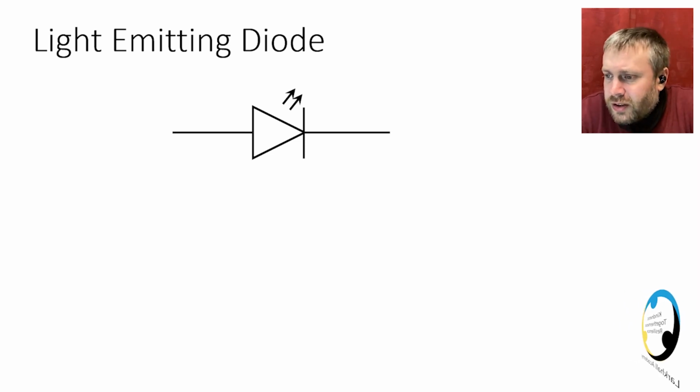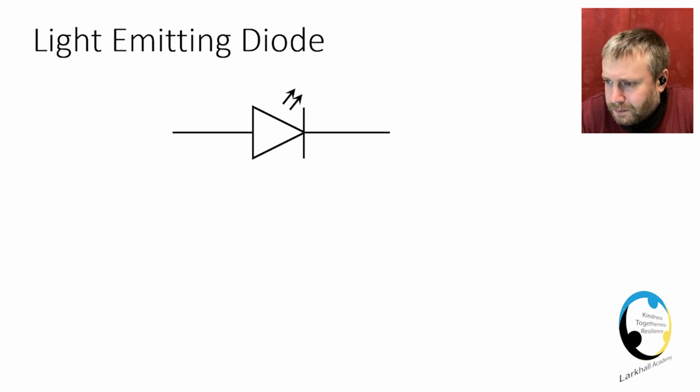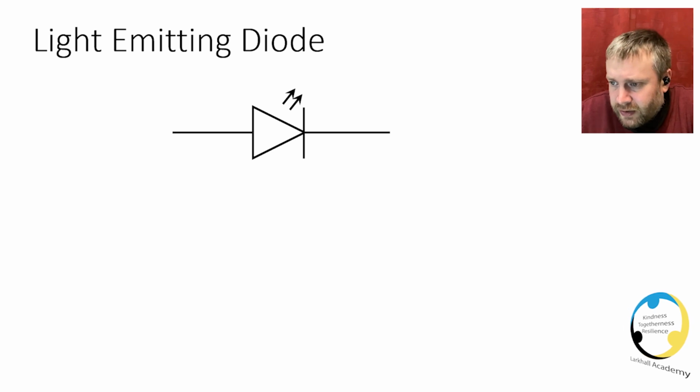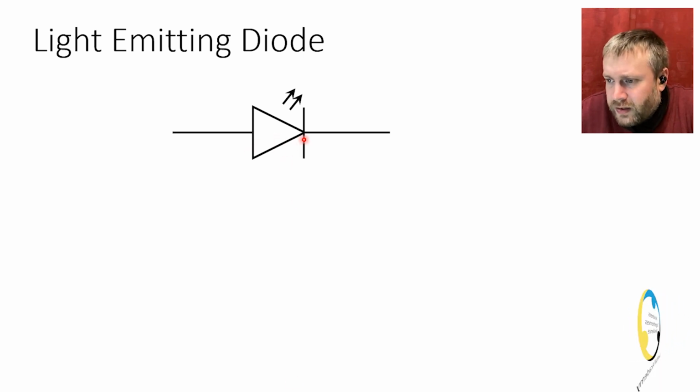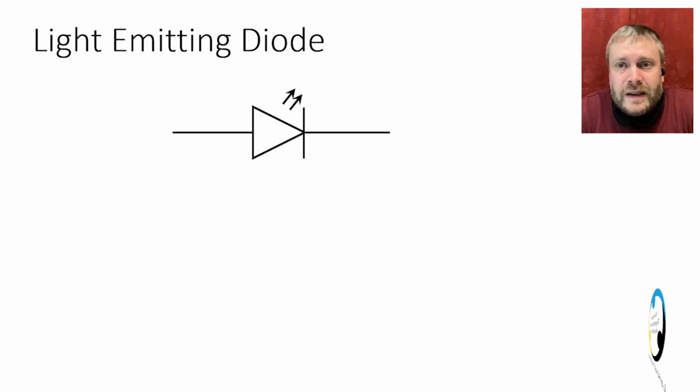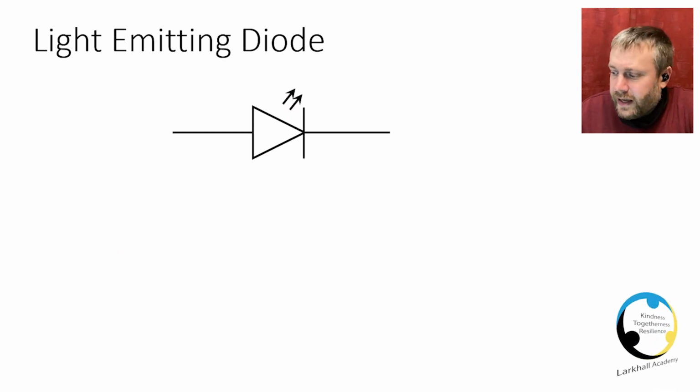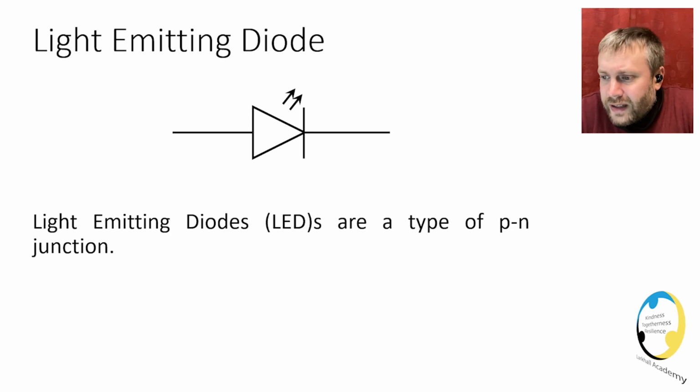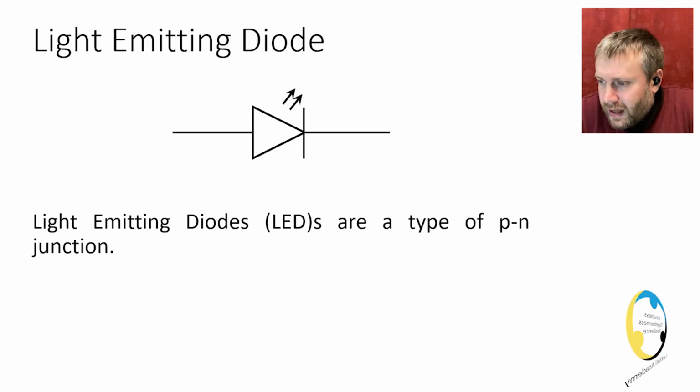So this is our circuit symbol for an LED. And obviously an LED is a type of diode. So we start off with the basic diode symbol, and then we've got these two little arrows which just represent light being given off by the LED. So the light emitting diode, or the LED, is a type of PN junction, basically.